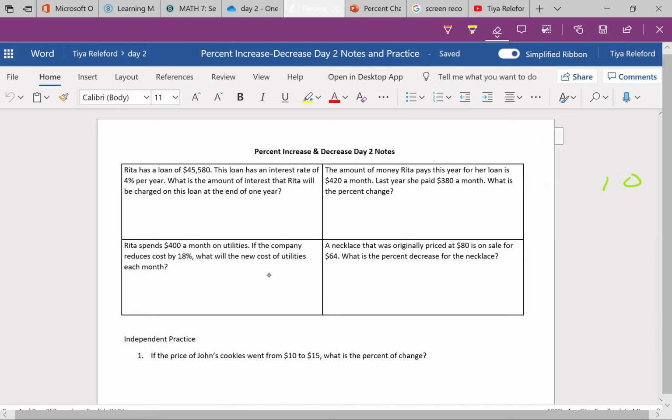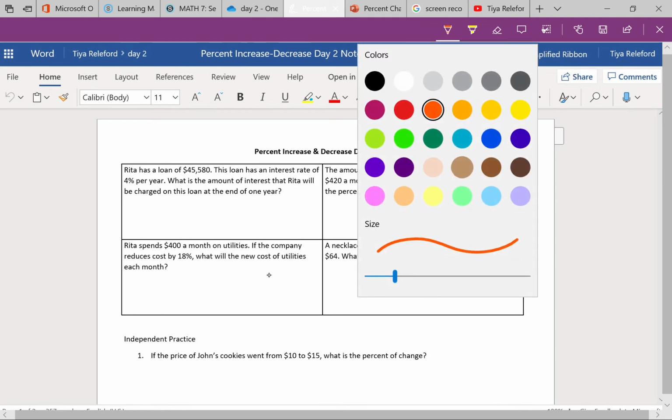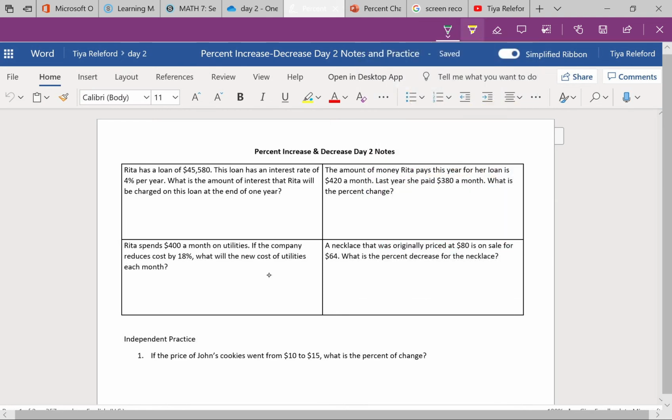Okay. Pause if you're not ready, and everybody should probably pause because nobody should be ready that fast. It says a necklace that was originally priced at $80 is on sale for $64. What was the percent decrease for the necklace?